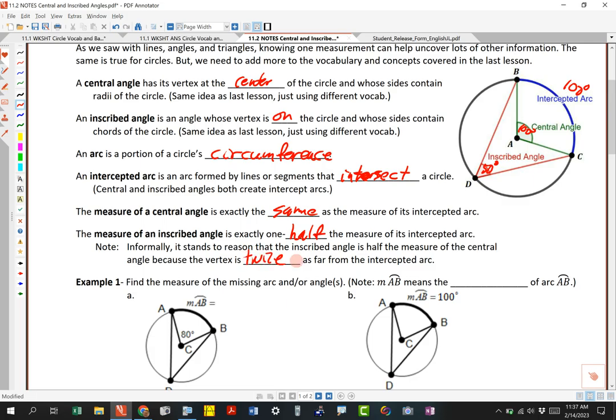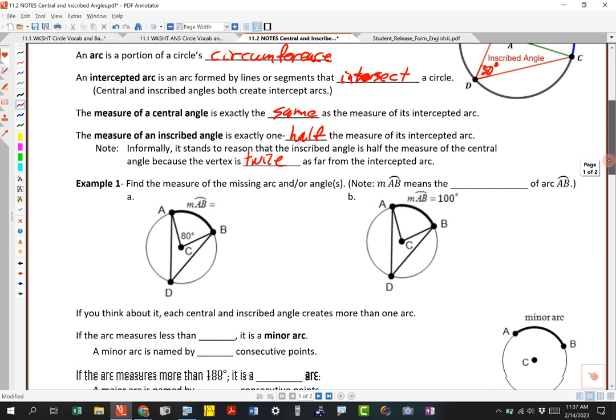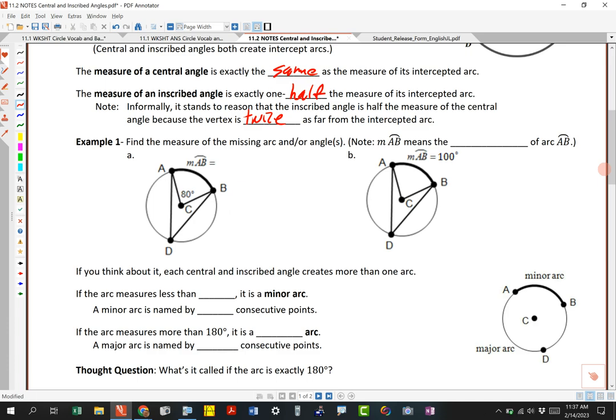So I'm hoping it makes sense. If we've got an angle that's this big to intercept that arc, if we move it back that far, it's going to have to get smaller to intercept the same thing. And if it gets twice as far away, it stands to reason it would be half the size. Everybody good with that? Okay. That's the bulk of what we're talking about today.